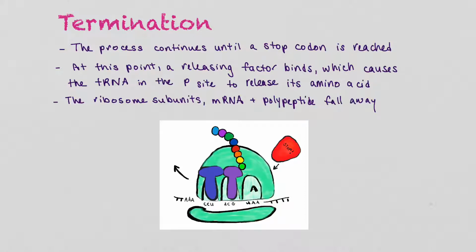At that point, a releasing factor will bind to the A site, which causes the tRNA to release the amino acid, and then the ribosome subunits and the mRNA and the polypeptide all fall away. So here's our polypeptide, which looks like a chain of beads. That's our primary structure. That will go off and be folded into the secondary, tertiary, and possibly quaternary structure. And then all the tRNAs fall off, the ribosome falls apart, and then the mRNA transcript leaves, and translation has halted.